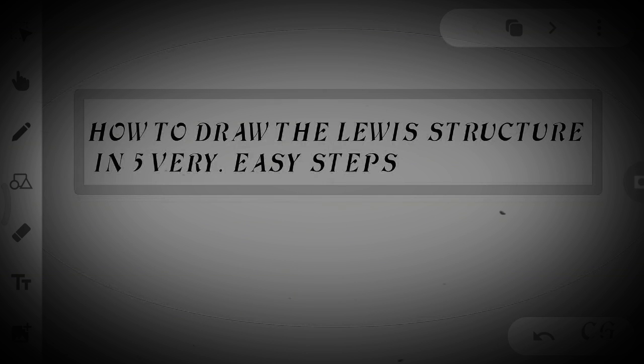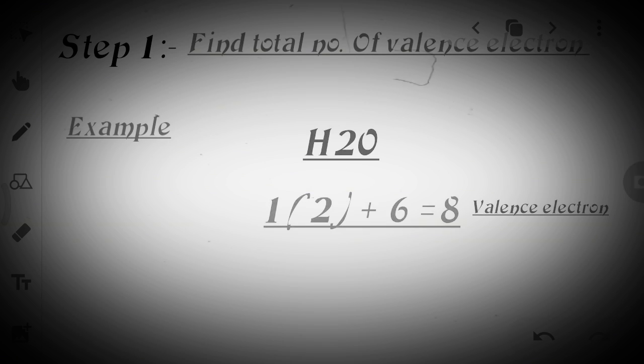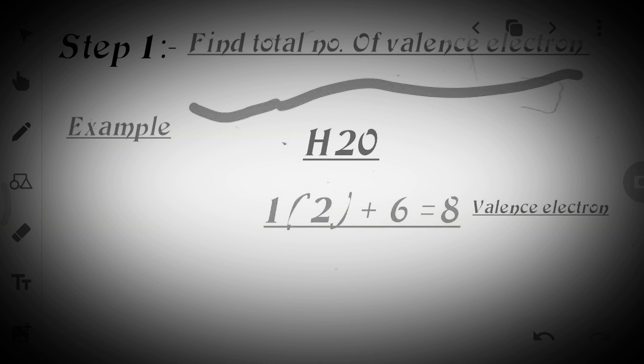pro at drawing the basic Lewis structures. There really are only 5 main steps that you need to know. Let's get started. Step 1. Find the total number of valence electrons for the molecule you're drawing the Lewis structure for.